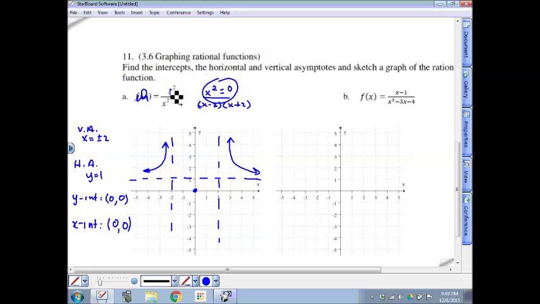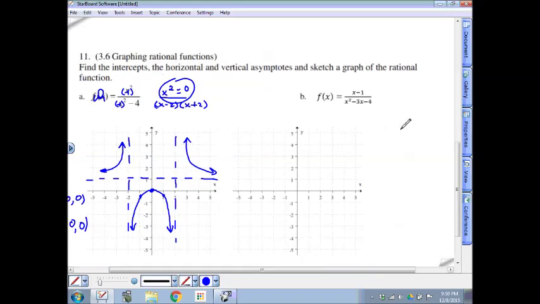So if I plug in a positive 1 for both x's, 1 squared is 1, 1 minus 4 is negative 3, 1 divided by negative 3 is negative 1/3. And if I test negative 1 for both x's, I get negative 1 squared, which is 1. Here I get negative 1 squared, which is 1. 1 over 1 minus 4 is negative 1/3. So this shows that kind of behavior in the middle.